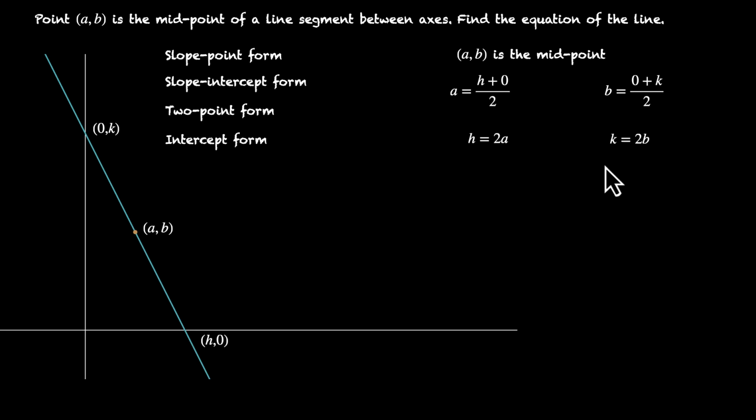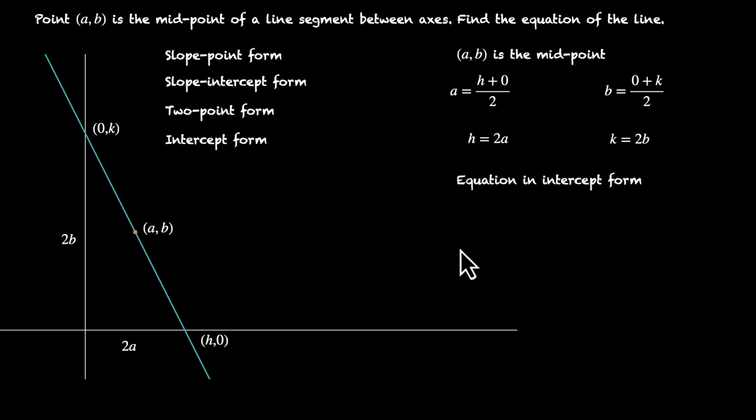Now things are interesting. Now we know the values of h and k in the form of things that are given in the question. So if h is 2a, this means this line's x-intercept is 2a. And if k is 2b, this means this line's y-intercept is 2b. So we knew the point. We used the fact that this point is the midpoint of this line segment to figure out the intercepts. So if we know the point, now we know the intercepts. And once we know the intercepts, we can find the equation of the line.